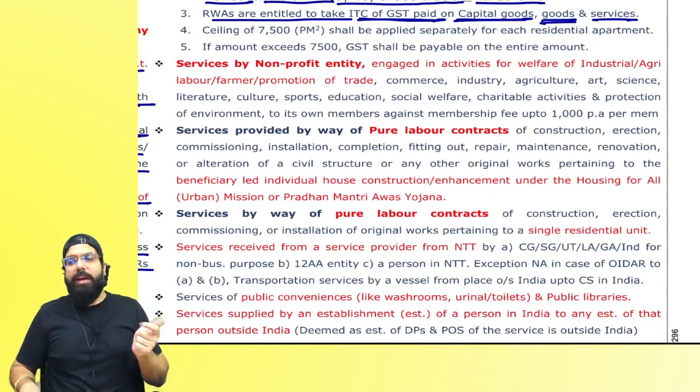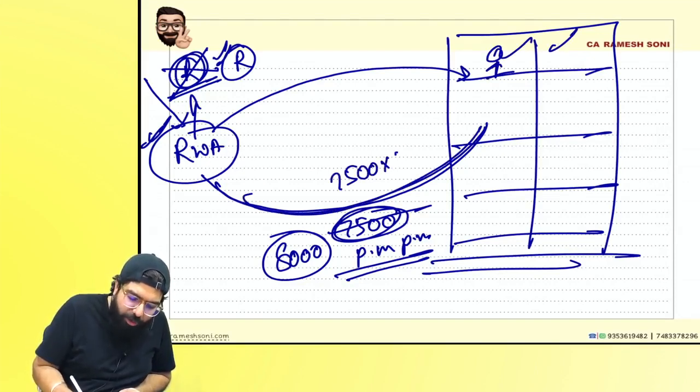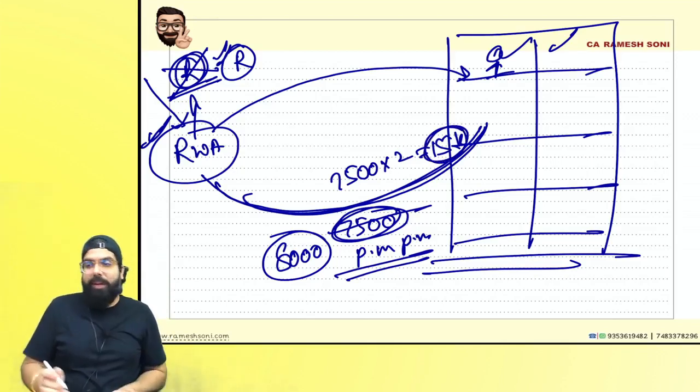Tell me one thing, sir, supposing one person has two apartments, both belonging to the same person, and he is paying 7,500 into 2, meaning 15,000. Will GST be applicable? No, sir. Per member means per apartment has to be seen.